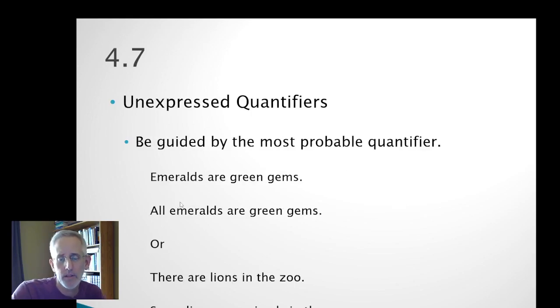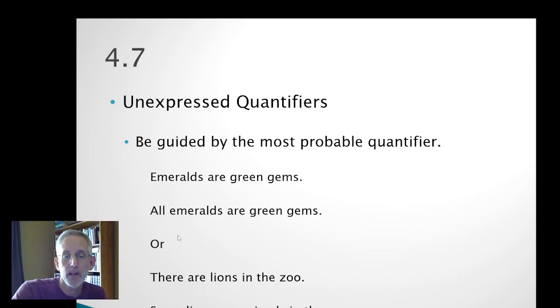Sorry, I skipped the wrong slide, so let me go back here. If we move to one that uses a particular quantifier, there are lions in the zoo. Now that's not in standard form, obviously. It's got to be all S are P, no S are P, some S are P, or some S are not P. It's got to be one of those. And so with there are lions in the zoo, we are not making a claim about every single lion.